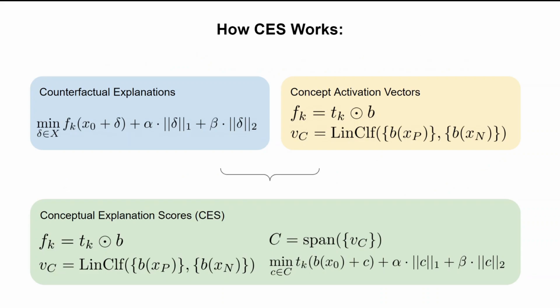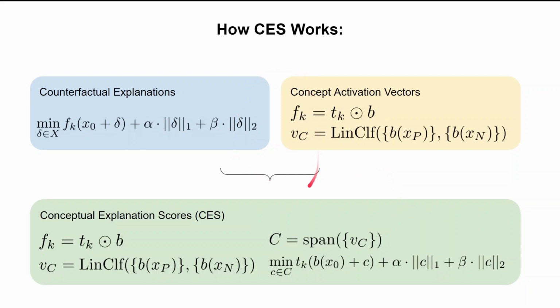So how does our method work? We build off of two pre-existing methods, counterfactual explanations and concept activation vectors. Counterfactual explanations perturb images or different samples and try to change the model's prediction. Concept activation vectors are ways to learn concepts in a bottleneck layer of a machine learning classifier, and they provide a way to understand how a neural network understands human interpretable concepts.